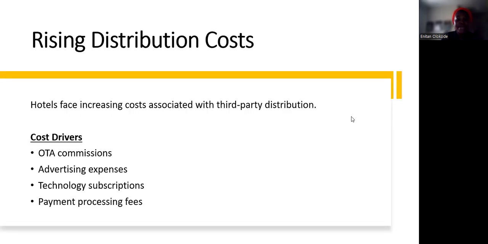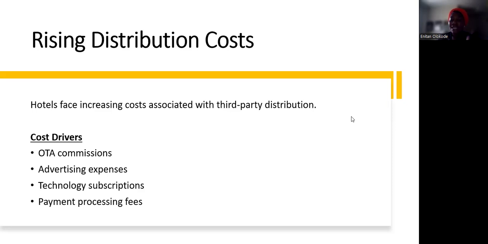Then we have rising distribution cost. The distribution cost will continue to increase across the hospitality industry because we have several of them, and they are third parties. They are charging us commissions. It increases. These are some of the challenges we are facing.